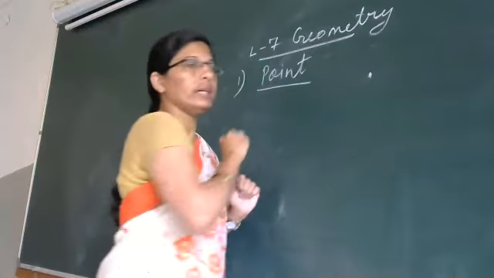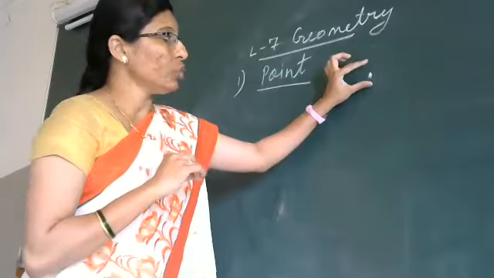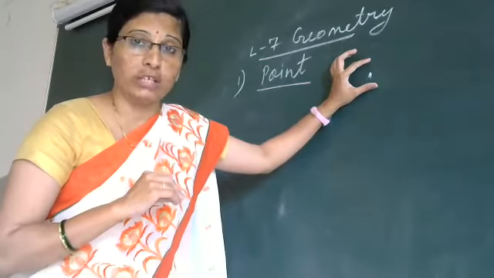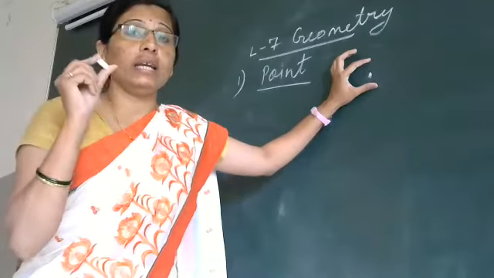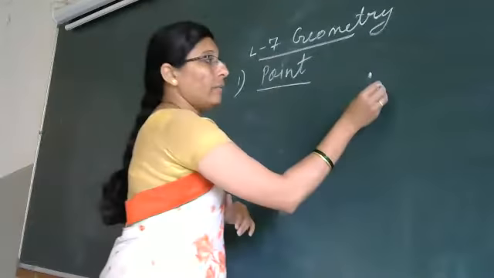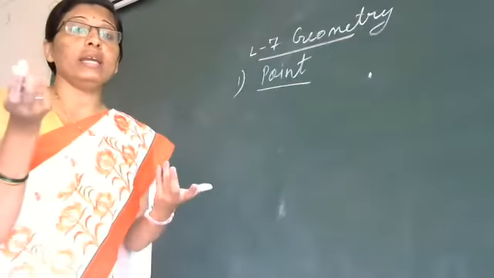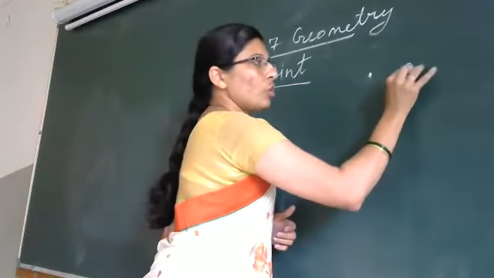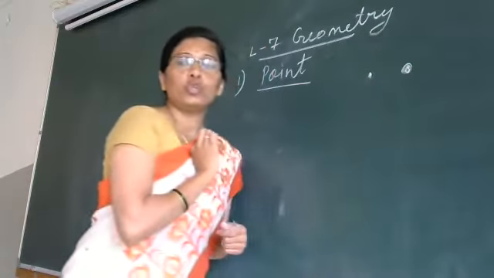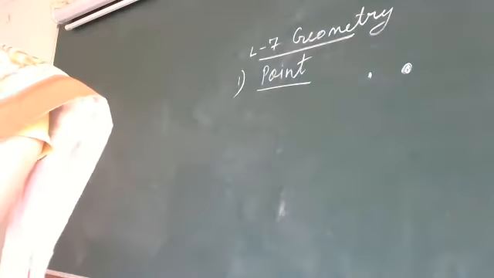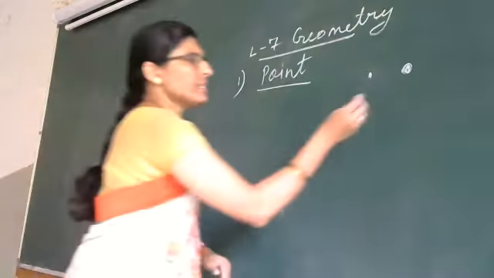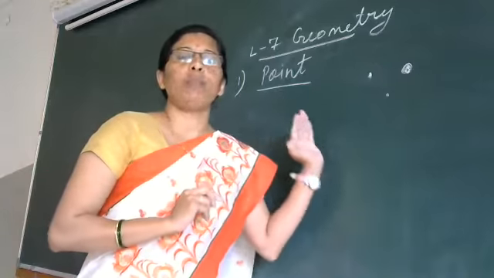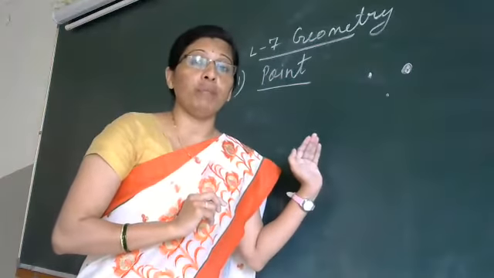So what is a point? In geometry, a point is a fixed location. It has a fixed location and it is a dot. It doesn't have any proper size and shape. It can be big also. It can be small also. You can represent it as a dot also. So this is a point and it is very important.